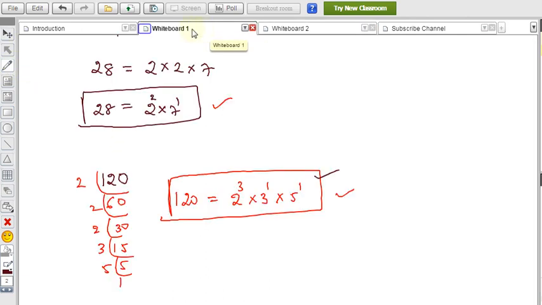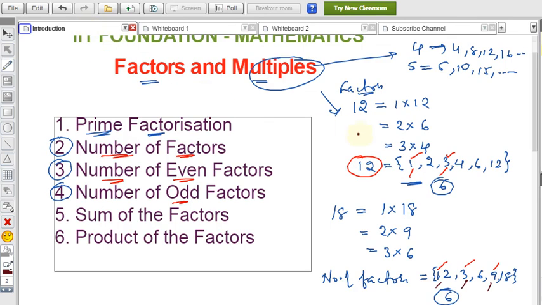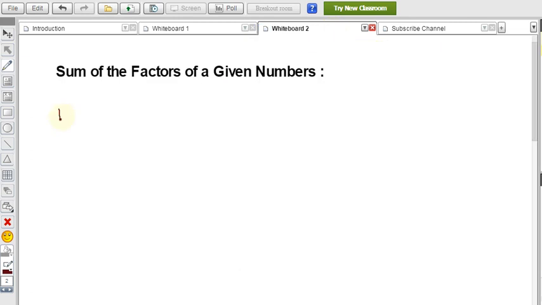We'll check with one example. For 12, the factors are 1, 2, 3, 4, 6, 12, right? We need to do the sum of these.